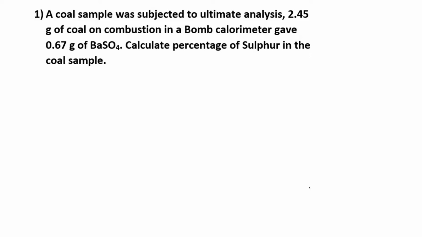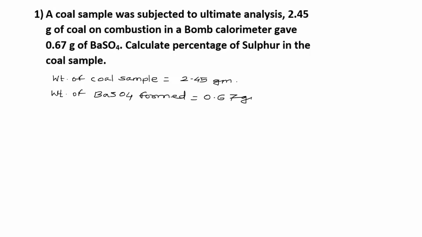So in that, the data are given for the calculation. Weight of coal sample taken is 2.45 gram. The next is weight of barium sulfate precipitate formed, 0.67 gram. And our formula for the percentage of sulfur.